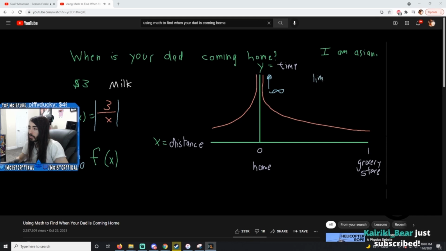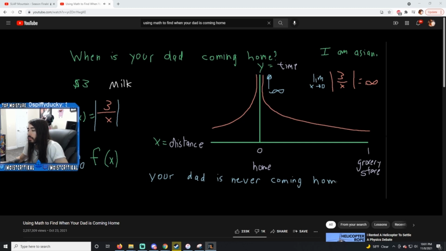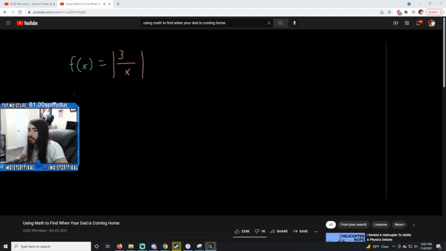The limit as x approaches 0 of the absolute value of 3 over x is infinity. So basically, your dad is never coming home. Well, at least the math solved it. And there's your final solution. Let's move on to the next problem.